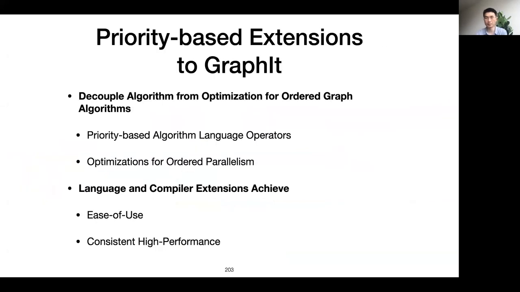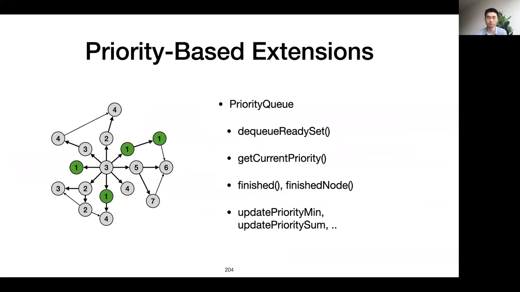Yeah, so in these priority-based extensions to GraphIt, we try to decouple algorithm from optimization again for this new category of ordered graph algorithms. So we have to introduce new priority-based algorithm language operators, and we have to figure out what the optimization space is for all this ordered parallelism. And the language and compiler extensions achieve ease of use and consistent high performance.